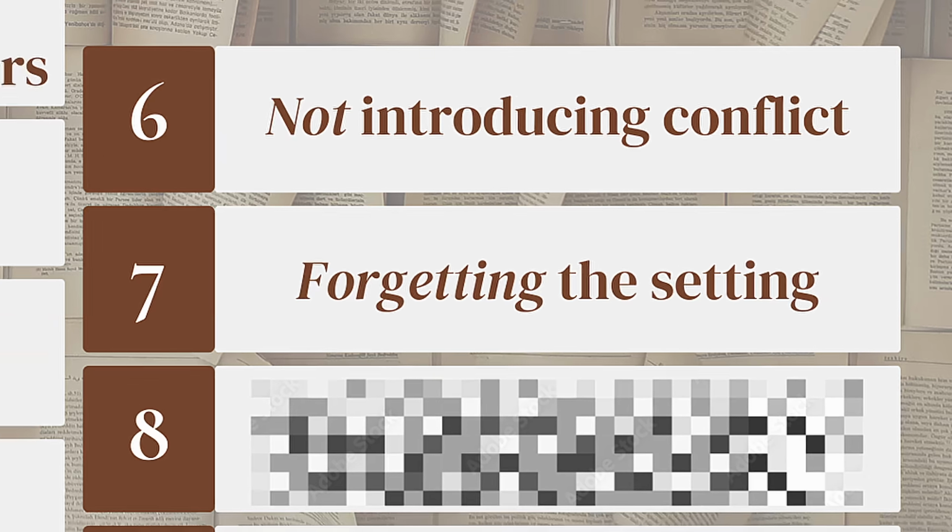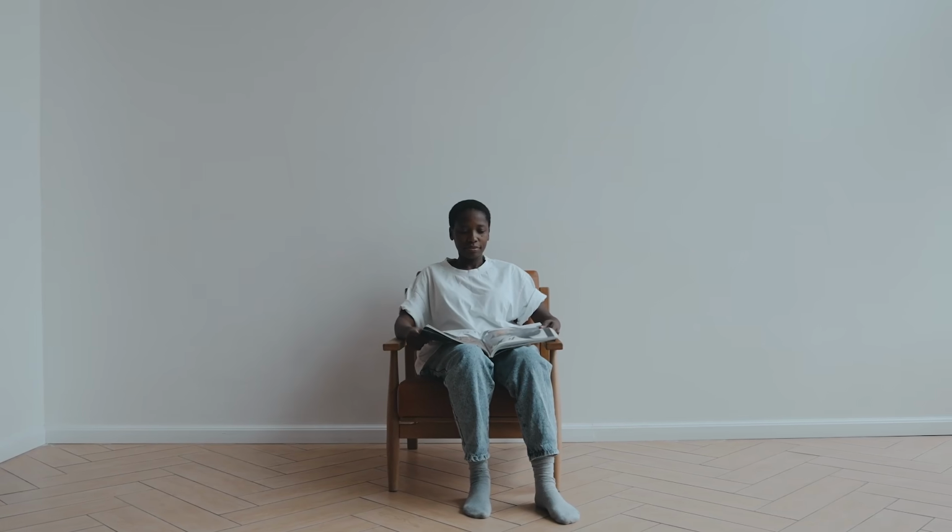This simmering tension immediately makes us want to see what happens to the relationship. This next mistake is something that often goes overlooked but has a significant impact. It's forgetting the setting. This is also what's known as white room syndrome. It's when the story or scene has no sense of place.